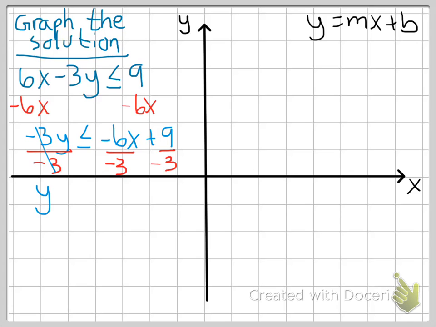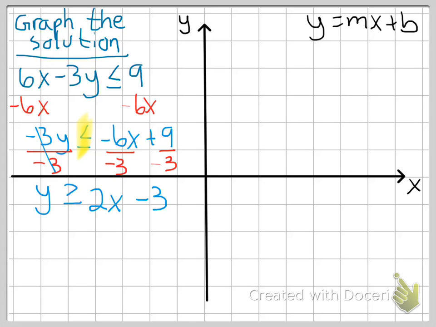However, every time you divide by a negative number and you have an inequality, we have to be careful. You divide by a negative, the inequality changes directions. So it started off as a less than or equal to, and now becomes a greater than or equal to. Again, that's only if you divide or multiply by a negative number. And then we can continue on with our numbers. Negative 6 divided by negative 3 turns into a positive 2x. Positive 9 divided by negative 3 turns into a negative 3. All right, so now we've gotten y greater than or equal to 2x minus 3.